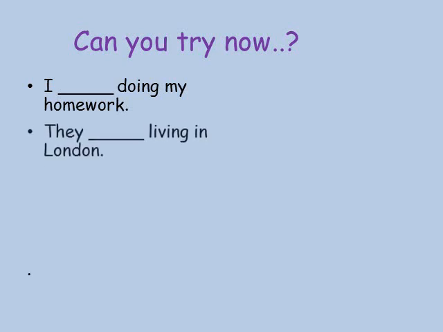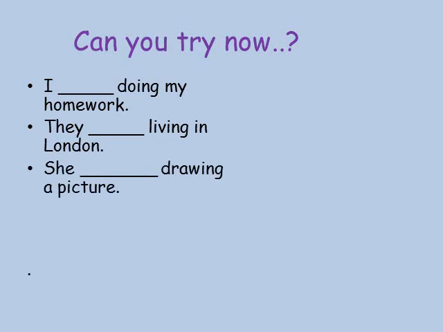And now, my friends, it's your turn. Can you try now? Now you're going to read these examples, try to do them all by yourselves, and then check your answers. I, doing my homework. They, living in London. She, drawing a picture. We, helping our mom. What I want you to do now is to look at these sentences and pay attention to the subject. Then use the verb be in the correct form. Take a minute, think about it, and then check your answers.